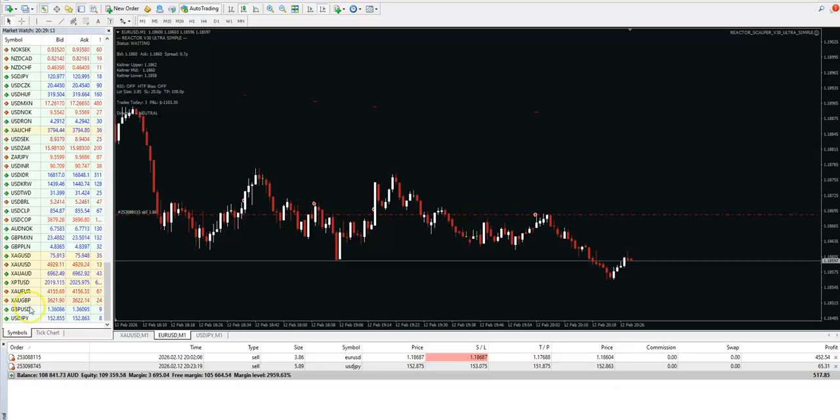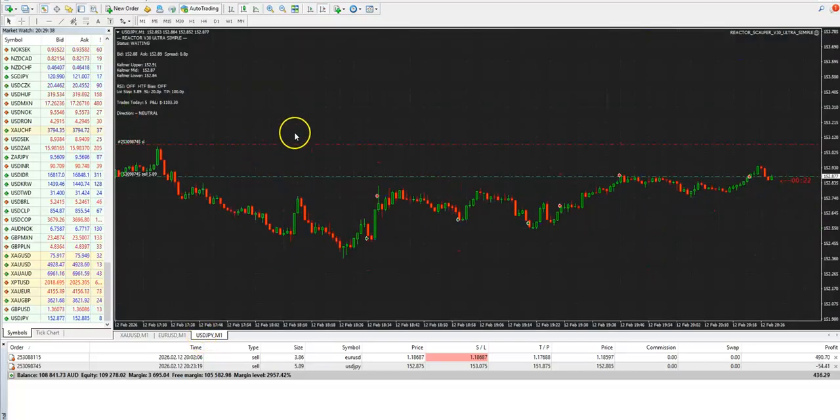We are in live trading with the new version, REACTOR Scalper V30 Ultra Simple. Ultra Simple means that I simplified this new version, so we have more trades, also very safe. You see Euro USD, we are in trade, and USD JPY here, also in sell.